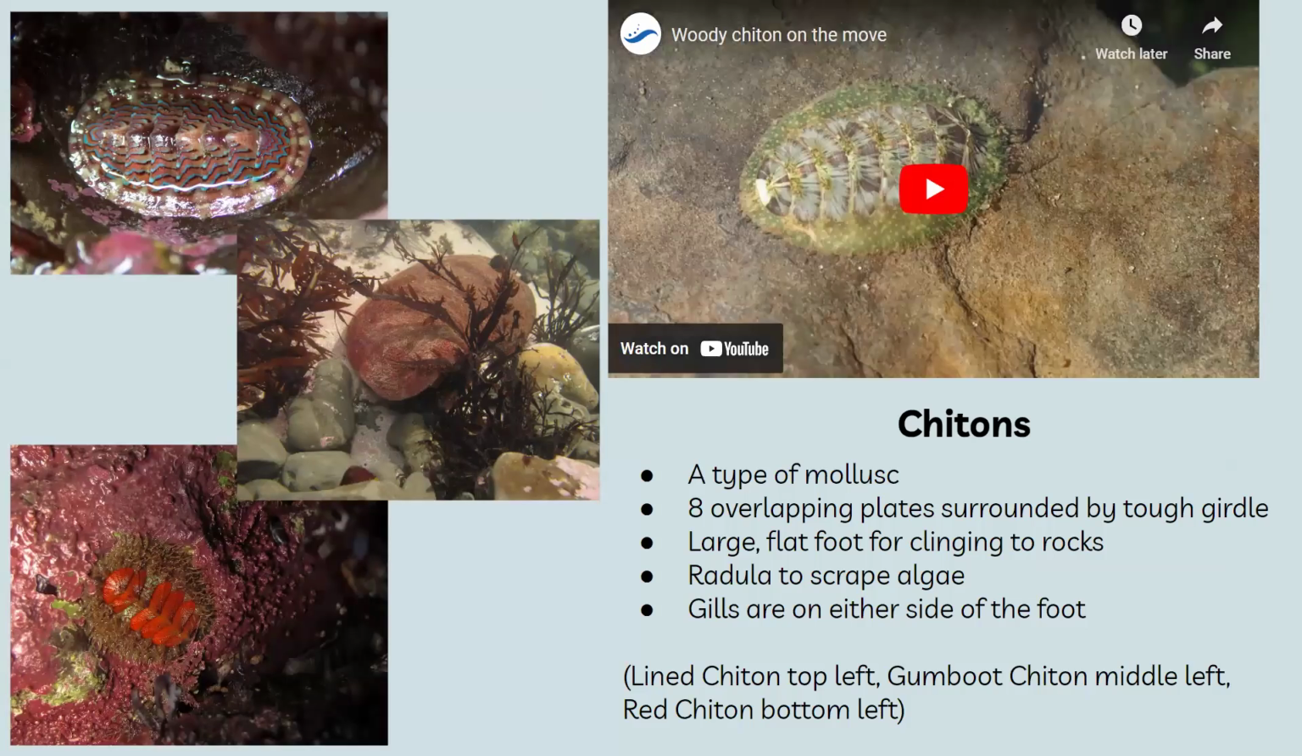Okay, another species that we see very frequently in the marine reserve is an animal called a chiton. And a lot of people are like, I've never heard of a chiton before. This is really unique. And when you look at them, they don't look like much. They look kind of just like a pretty rock. And these are all different species of chiton here.